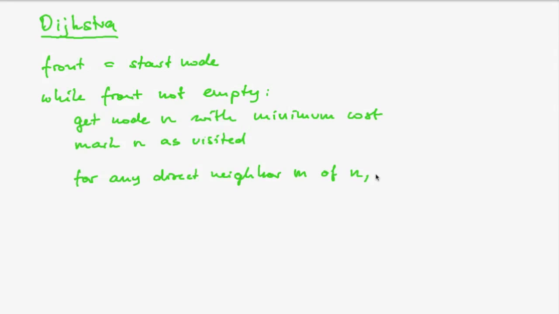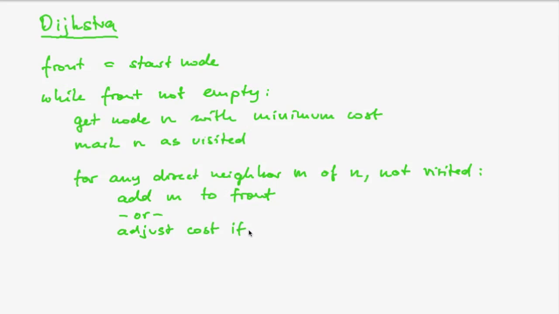And it doesn't make sense to look into a node which has been visited already. So we make sure that m has not been visited so far. And for any such neighbor m, we have to add m to the front. And you remember, this was only the first case. If it is already part of the front, we have to check if it has now, that we added n, a lower cost. So either add or adjust the cost if m is already in front and its new cost is lower. So this is the algorithm due to Edsger Dijkstra.